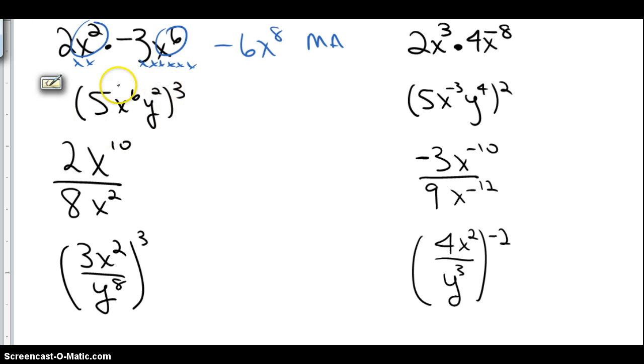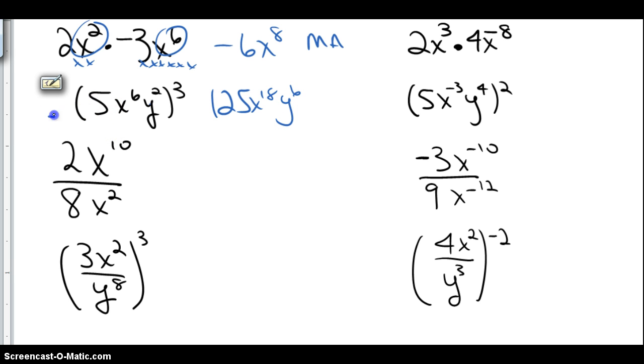All right, here I have a power to a power. So again, numbers are normal. 5 cubed is 5 times 5 times 5. X to the 6. And then I have 3 groups of that. So I would have x to the 6, x to the 6, x to the 6. That's x to the 18th. And I'd have y squared, y squared, y squared, 3 times. That's y to the 6.